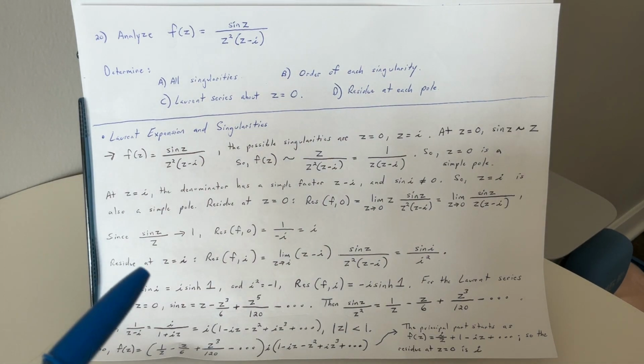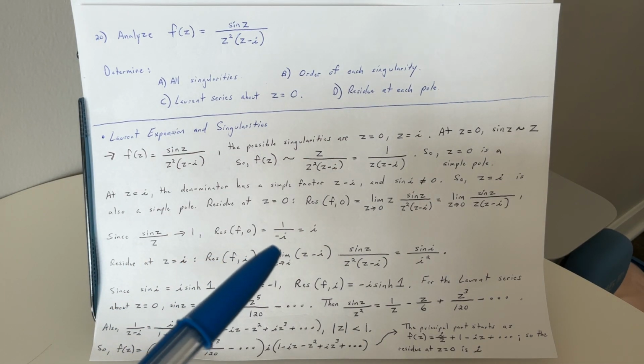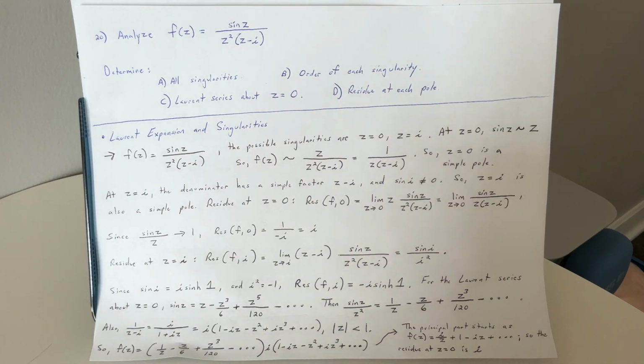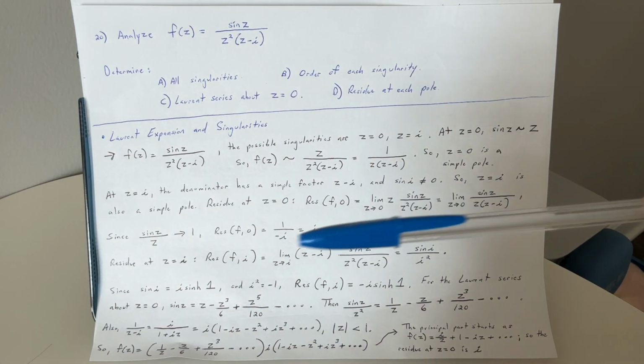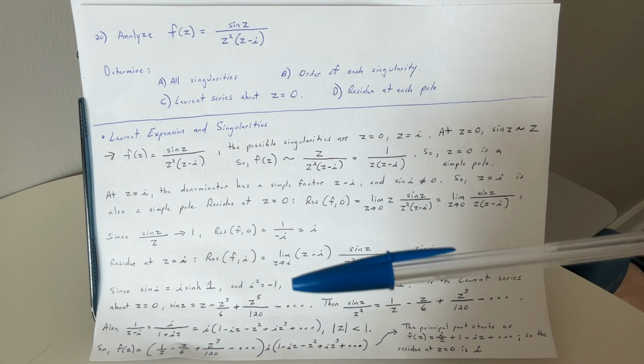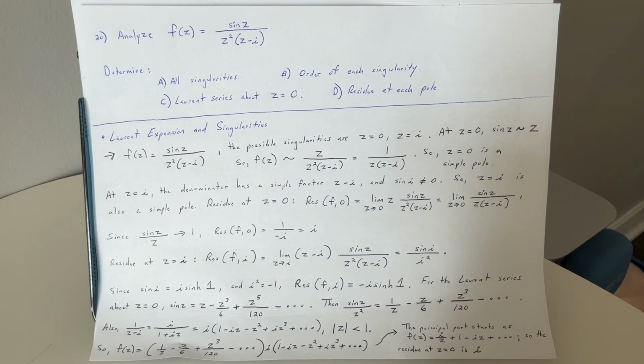So the residue at Z equals I is the residue of F at I equals the limit as Z approaches I of (Z minus I) times sine Z over Z squared times (Z minus I). And that's going to equal sine I over I squared. And since sine I equals I times hyperbolic sine 1, and I squared is negative 1, the residue of F at I equals negative I times hyperbolic sine of 1.